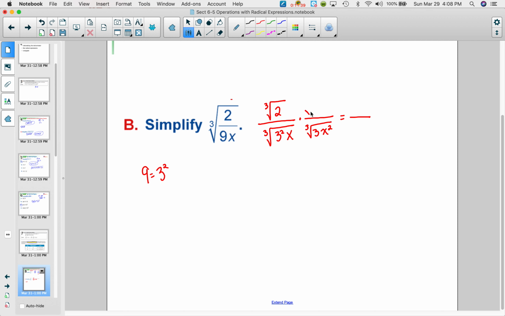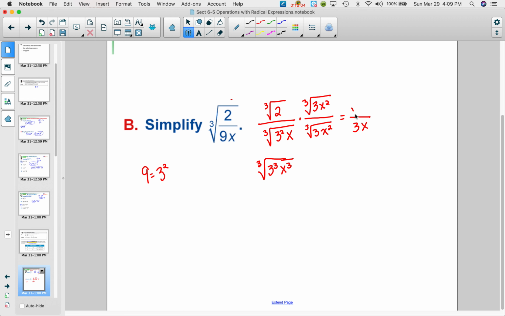So whatever you do to the denominator, you have to do to the numerator. So now in the denominator, I'm going to kind of do this off to the side. When I multiply this together, 3 squared times 3 is 3 cubed. X times x squared is x cubed. So you see how I get the cube root of 3 cubed, which is 3, and the cube root of x cubed, which is x. And notice now I do not have a radical in the denominator anymore.